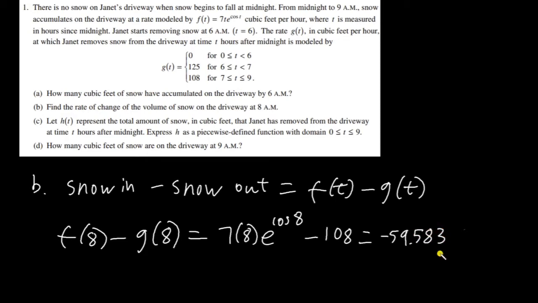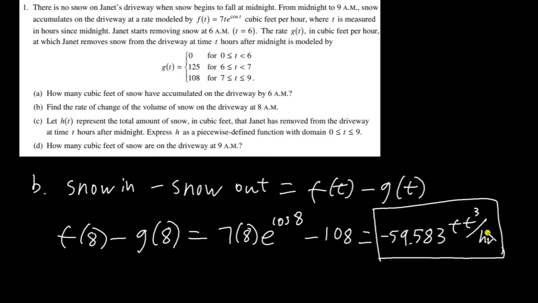59.583 in the calculator. And then the units here, well, let's see here, it's going to be the same as the units for f of t or for g of t, and those are cubic feet per hour. So cubic feet per hour. That's the answer to part B. This was a simple 1-point question for the right answer.